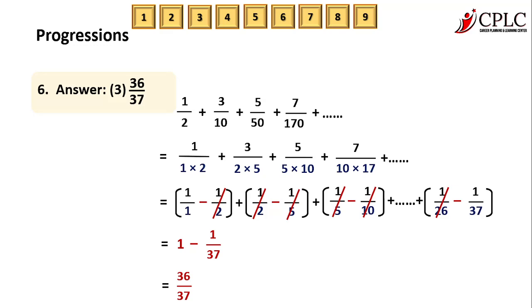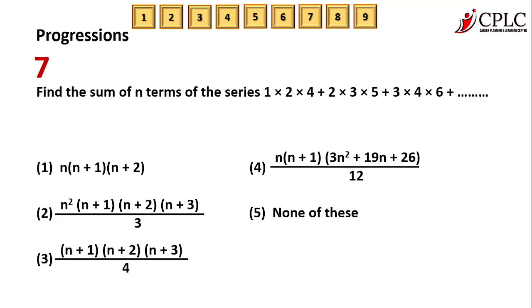Now, let's talk about the next one, which is question number 7. Find the sum of n terms of the series. And the series is 1, 2, 4, 2, 3, 5, 3, 4, 6, etc. The easiest way to do that is by substituting the answer options. There is no other way to do that. For example, the first number that we have is 8. The second number that we have is 30. The third number that we have is 72.